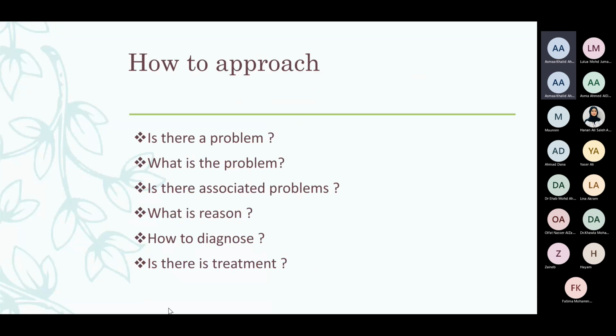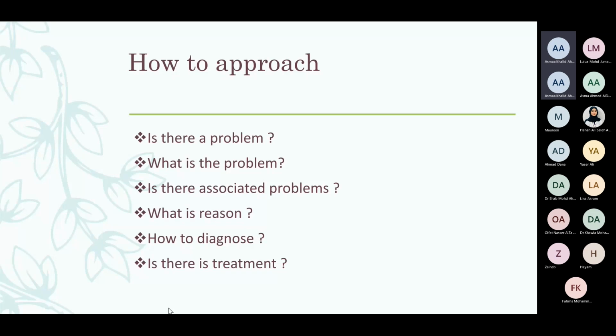Now, how to approach any dysmorphic feature, any problem actually, you have to start with a history and physical examination, and then you go to the other types of approaches. First of all, you have to decide: is there a problem? If there is a problem, what is the problem? And if there is a problem and you know what it is, is there an association with this problem?